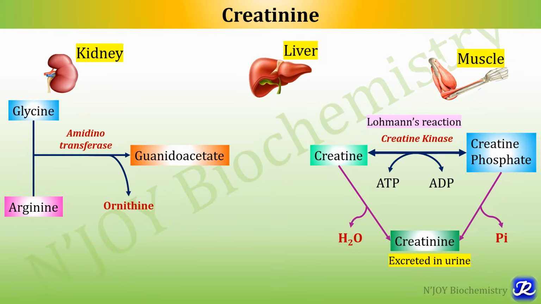In the first reaction which occurs in the kidney, glycine and arginine condense together to form guanidoacetate by the action of enzyme amidinotransferase, and here ornithine is released, and this ornithine can be utilized in the urea cycle as it is the intermediate of the urea cycle. So in the first step of creatine formation, guanidoacetate is formed in the kidney.